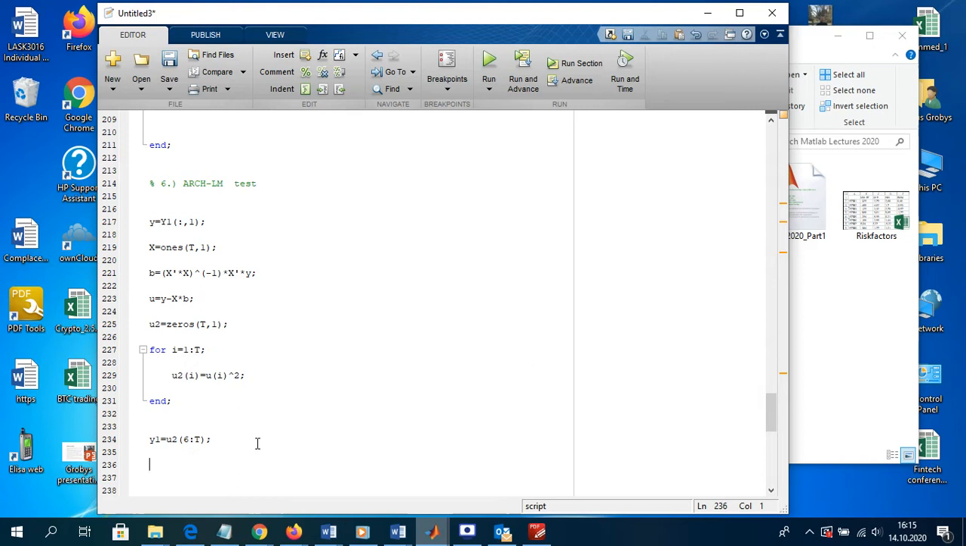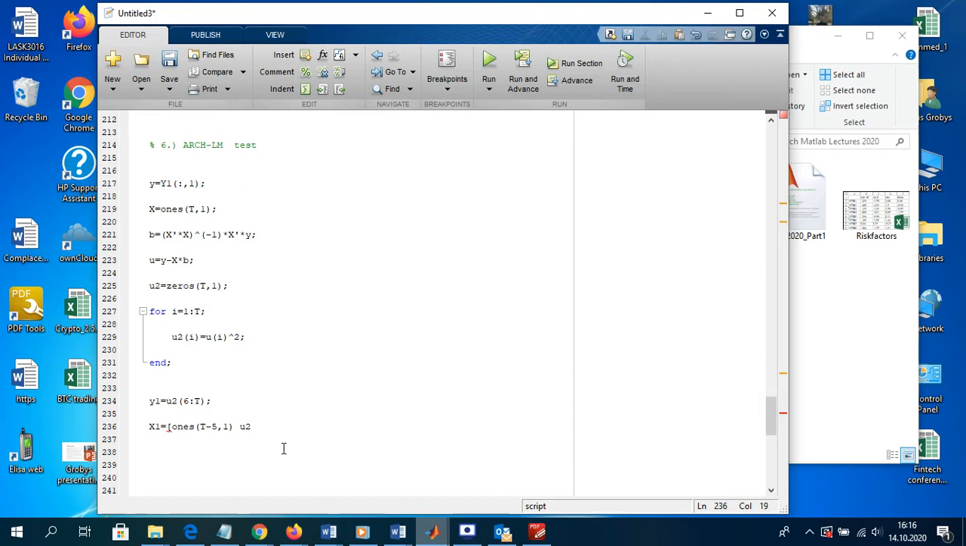So that's now our dependent variable. As a dependent variable, we have obviously the squared residuals, and as our X matrix, let's denote it as X1. What do we have in our regressor matrix? First of all, we have a vector of ones. And because we lose 5 observations, the length of this vector of ones is now T minus 5 by 1. So the next regressor is, in the setup of this test statistic, that we have to lag our dependent variable.